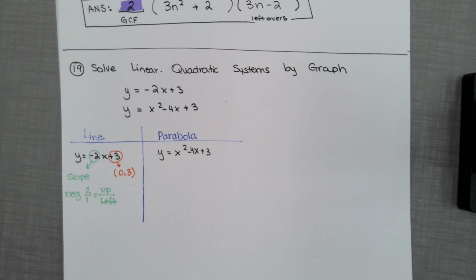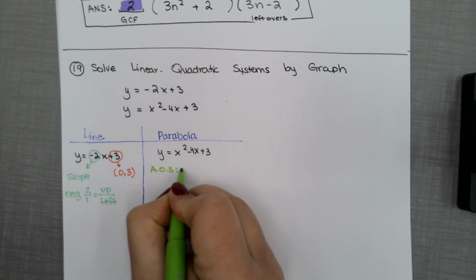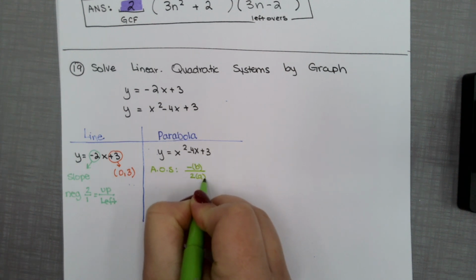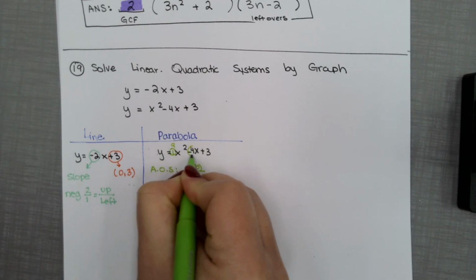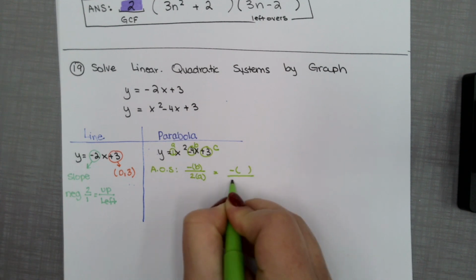On the parabola side, we have our standard form parabola, so we're going to need our axis of symmetry. We're going to need our y value for our minimum or maximum value. Then we're going to need our vertex. So it takes a little bit more on the parabola side. Let's start out with our axis of symmetry, negative b over 2a. Here's our a, here's our b, here's our c. So negative b over 2a.